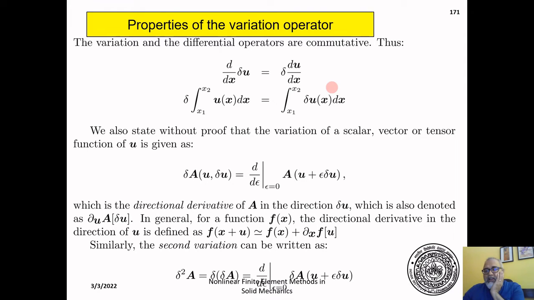So the idea of a derivative, the idea of a variation, the idea of a first variation, we will expand a little bit. But before that, let me remind you of the concept of directional derivative, which I guess you are all already familiar with.